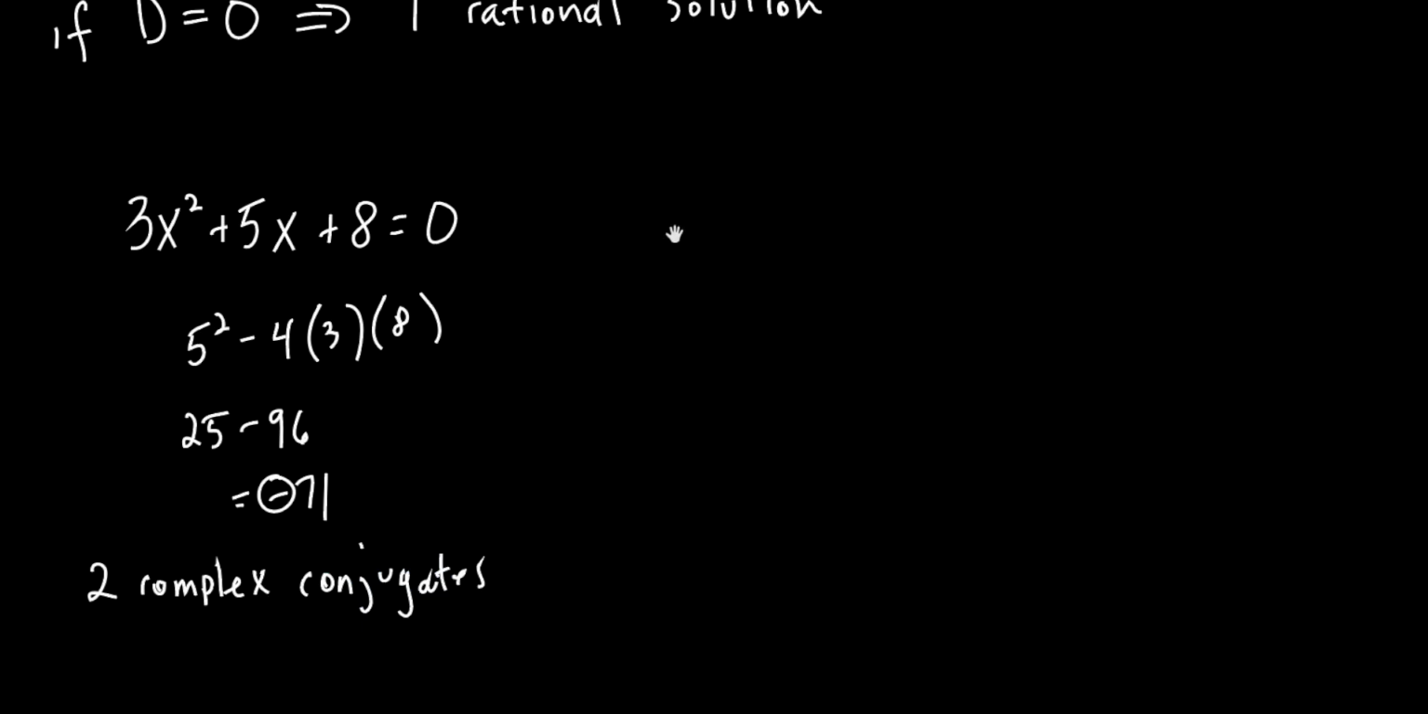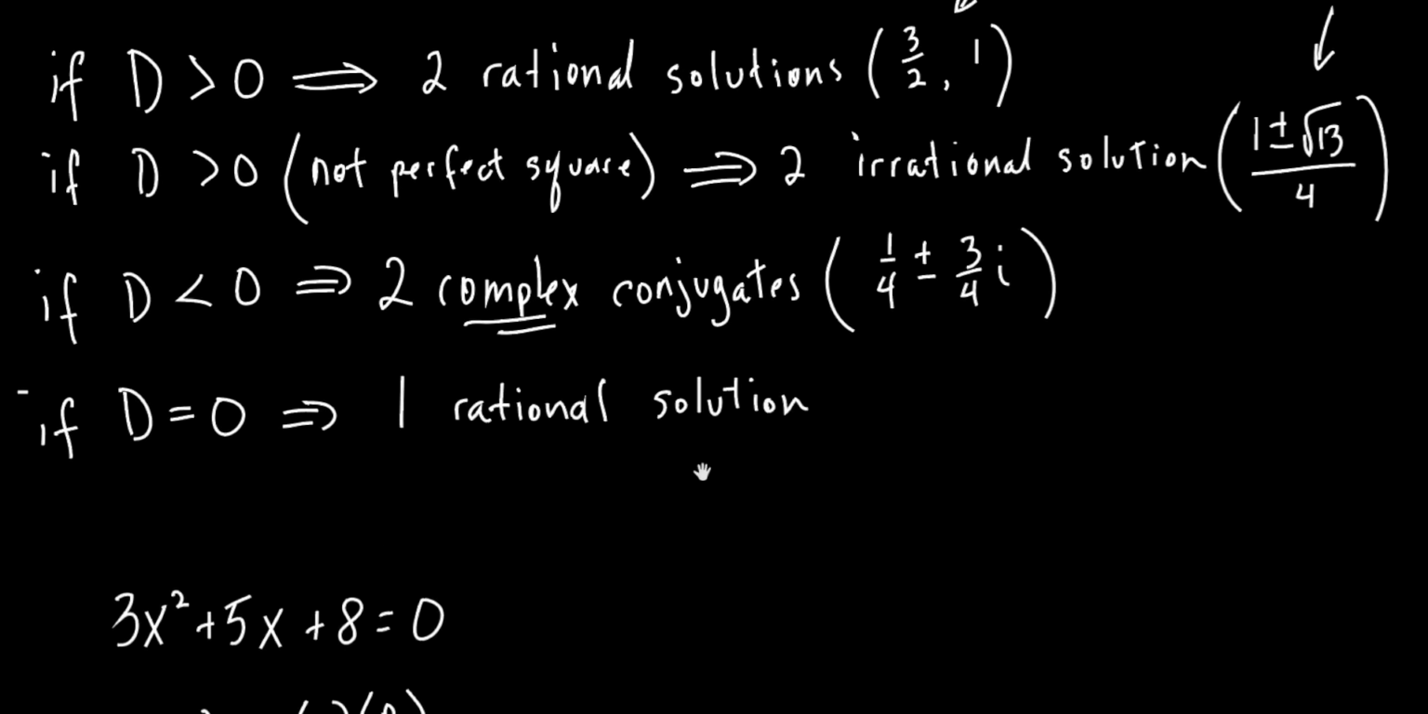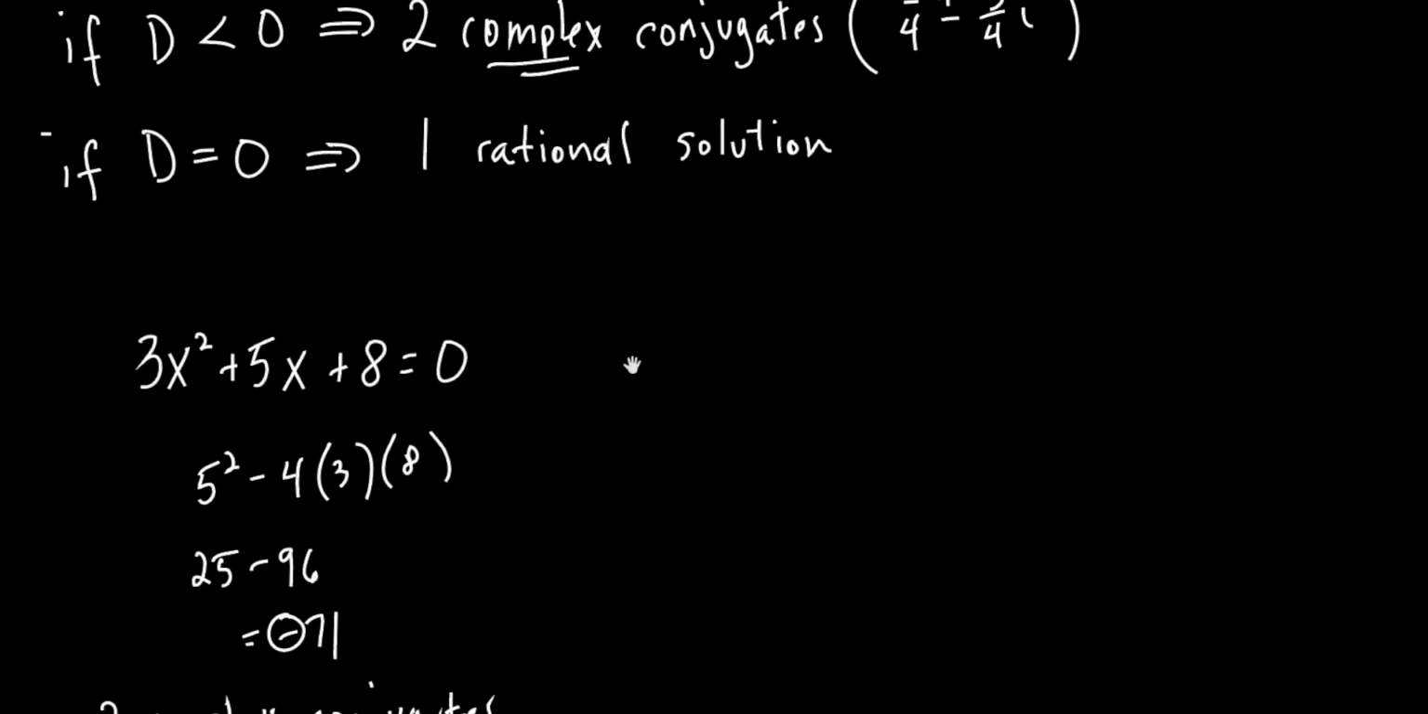And that should make sense just because of the nature of a square root, right? If a square root is negative, you know you're going to get an imaginary number. If the square root is positive, you know you're going to get a real number. Sometimes, if it's a perfect square, you'll get rational answers. Sometimes you'll get irrational answers. And if it's 0, you're just going to get one answer.